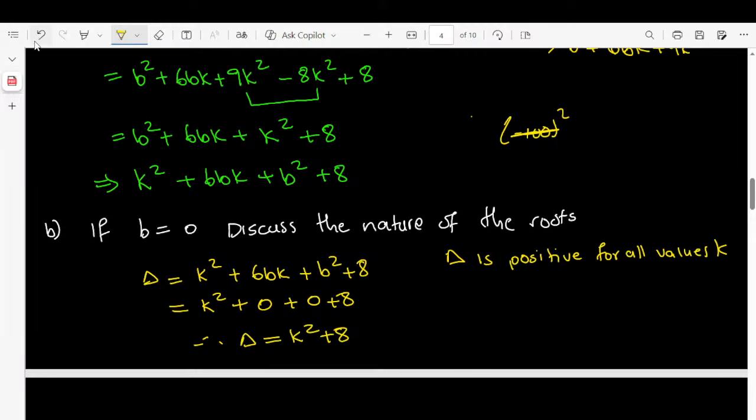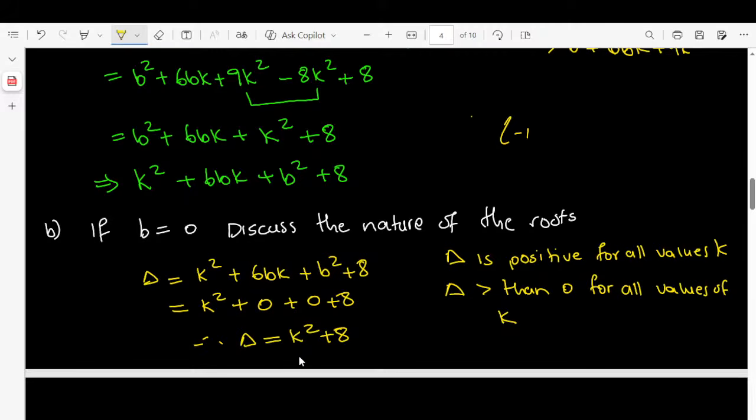I know that you guys understand that part. So the discriminant is positive for all values of k. So now, for all values of k greater than 0, and the discriminant, what is it? The discriminant will be greater than 0 for all values of k. So we know that the discriminant will always be positive and it will always be greater than 0.